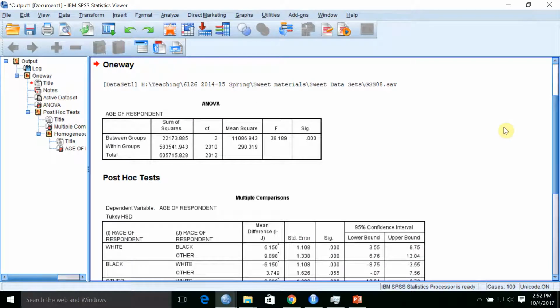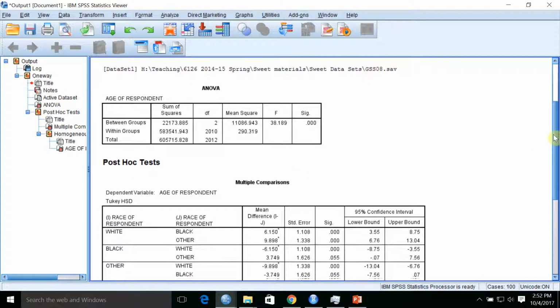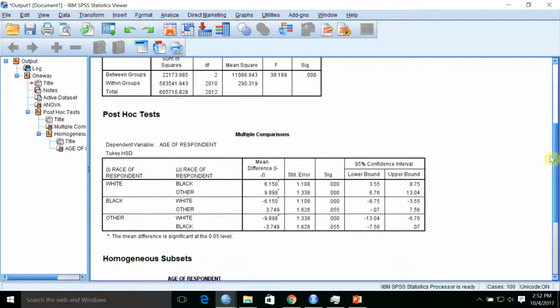Okay, so we can see here that the F is significant. Those differences were significantly different at alpha less than 0.05. So we reject the null hypothesis that all the means of the groups are the same. There are some significant differences here.